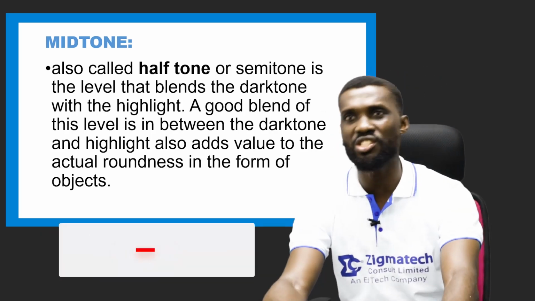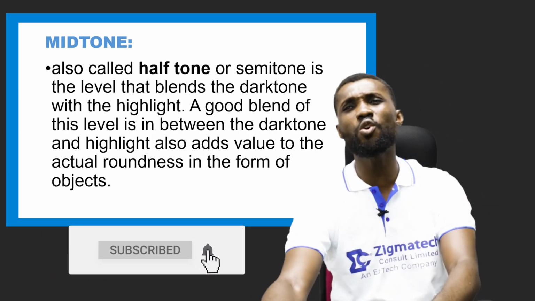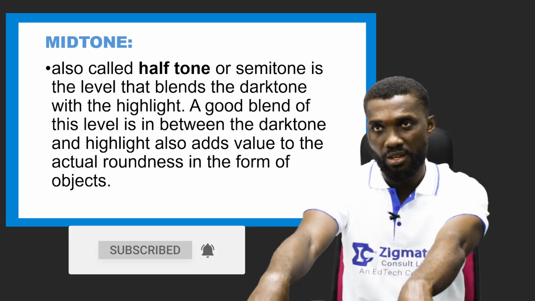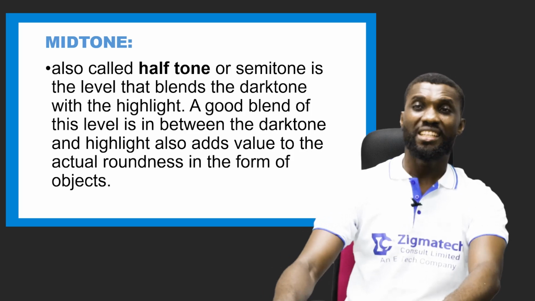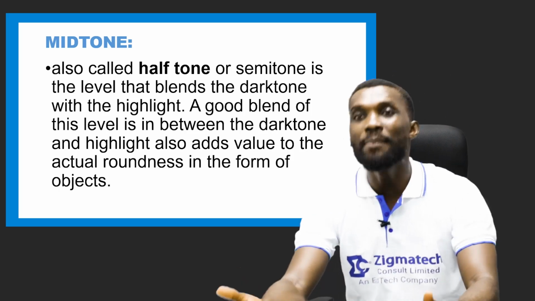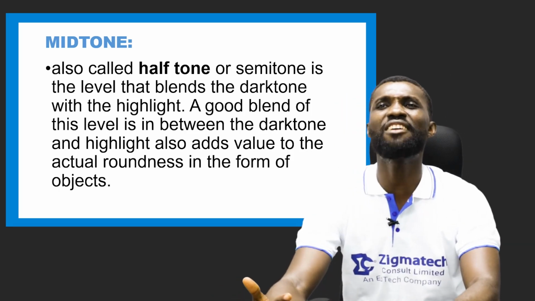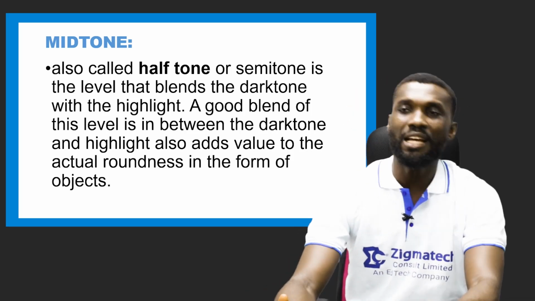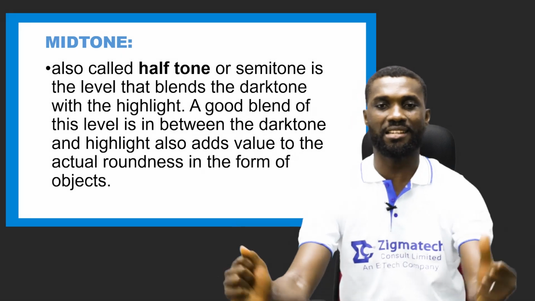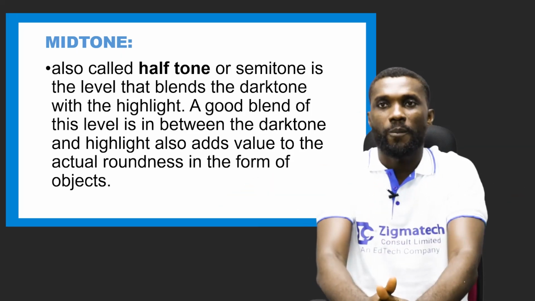Now let's look at the next one, which is our mid-tone. Mid-tone is also called half-tone. Just like we have the dark tone, we have the mid-tone, which is also known as the half-tone or semitone. It's the level that blends the dark tone with the light tone. You cannot just bring light and darkness together. There should be a mediator.